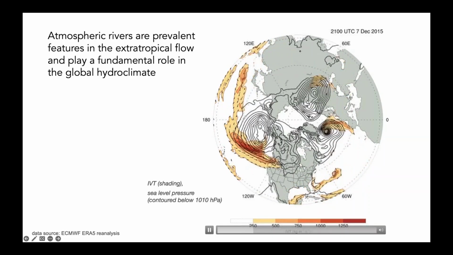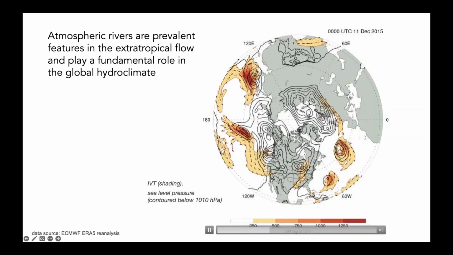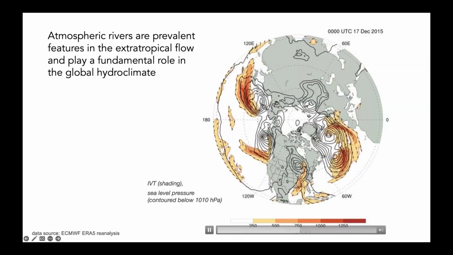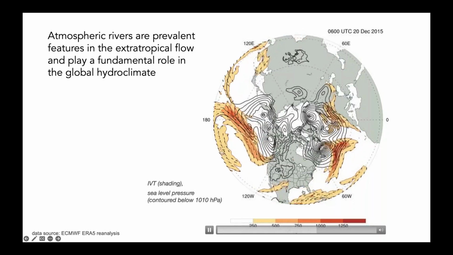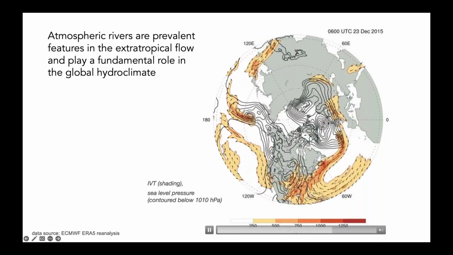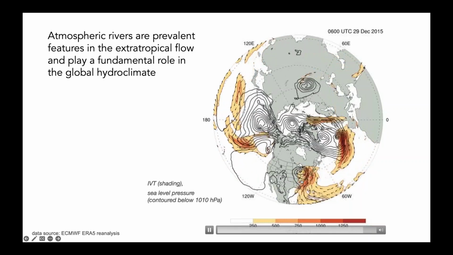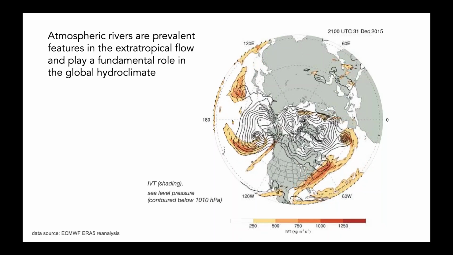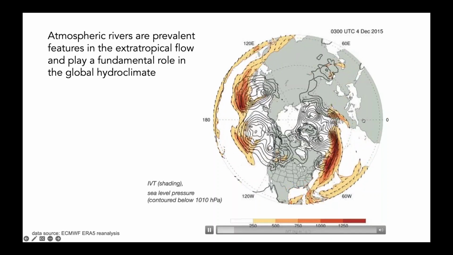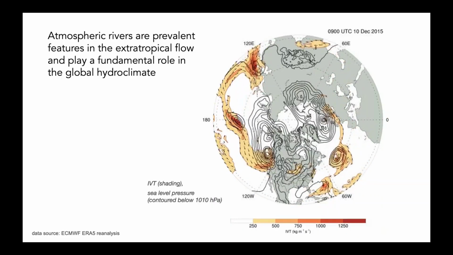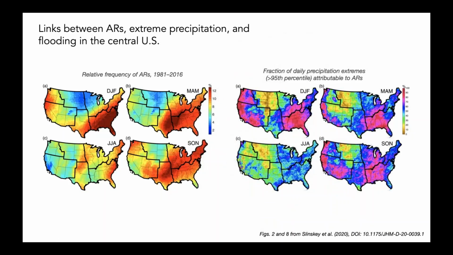So I'm going to let this play through, and you can see how these features form and evolve in conjunction with cyclones, primarily or most frequently over the main storm track regions over the North Pacific and North Atlantic, but we also see them forming in and impacting the central U.S. in conjunction with cyclones that develop east of the Rockies. This is just an animation for December 2015 to give you an idea of what's going on with these features.